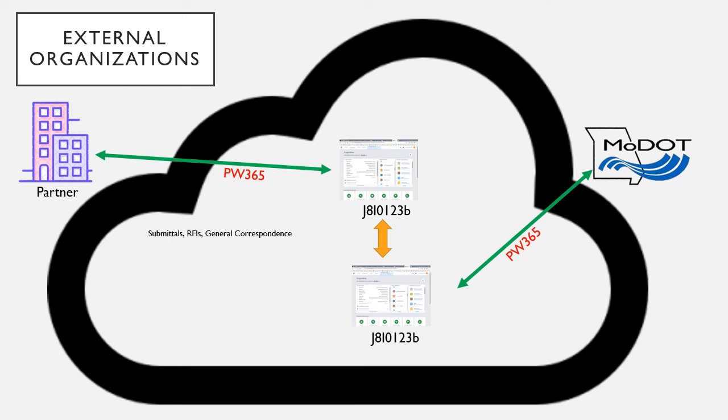Now the partner has accepted the invitation. They now have a blank ProjectWise 365 project for their use with all the services available such as share, PDF markup, and deliverables management. There is an association between the projects that allows each organization to submit and receive transmittals, RFIs, and general correspondence with each other.